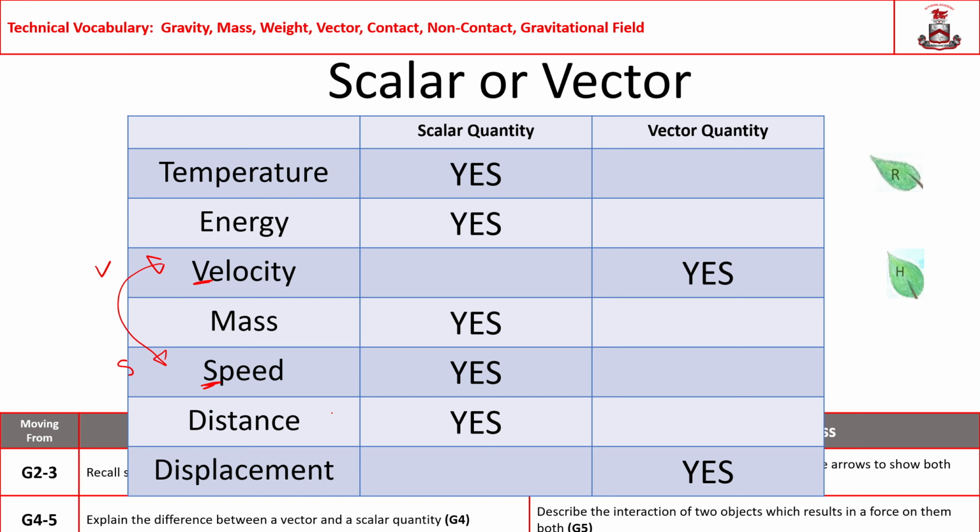We also have distance and displacement. You know distance. You always talk about distance from somewhere all the time. So that one is your scalar and displacement is your vector.